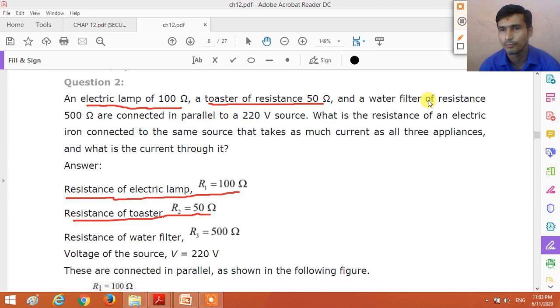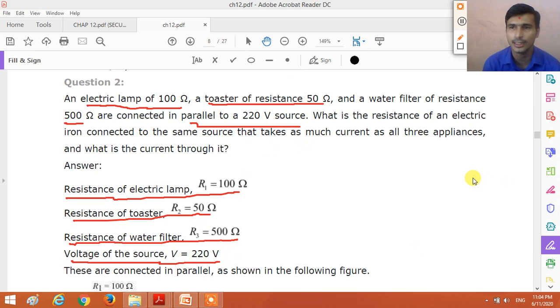And a water filter of a resistance of 500 ohm. Resistance of the water filter, R3, is equal to 500 ohm. They are connected in parallel to a 220 volt source. These three appliances are connected in parallel with the potential difference of 220 volt. So the voltage source is given to you, 220 volt.